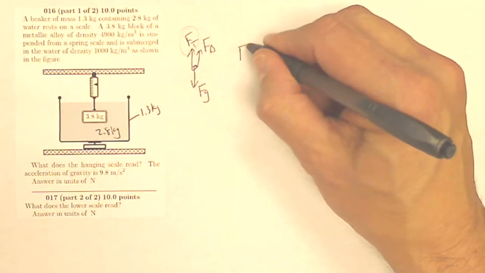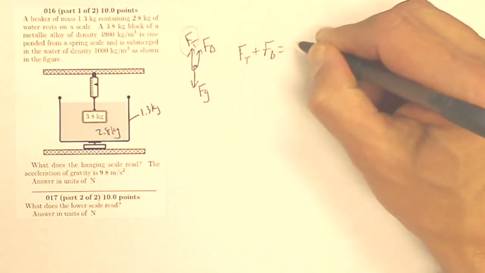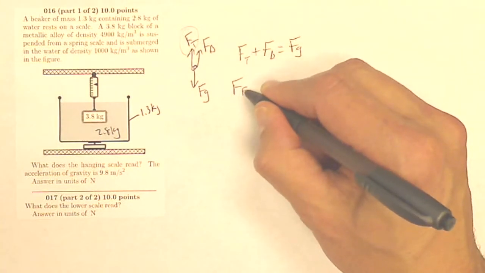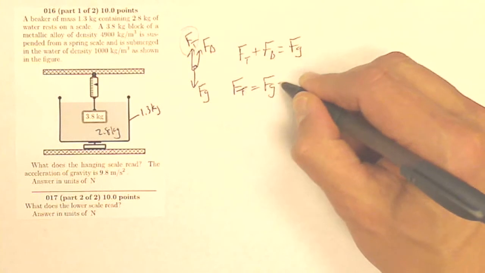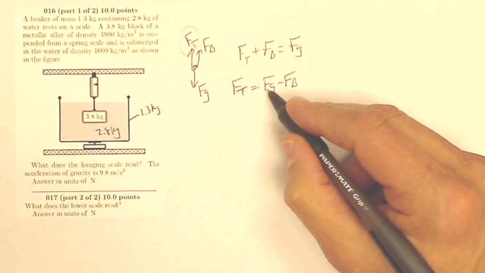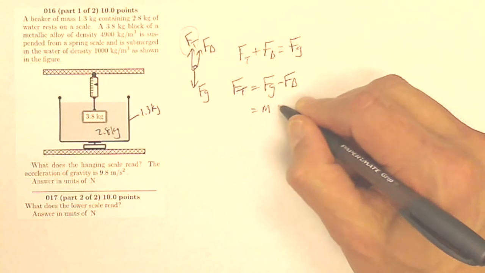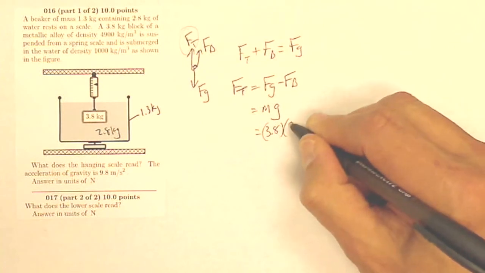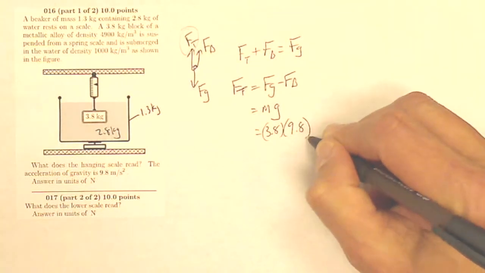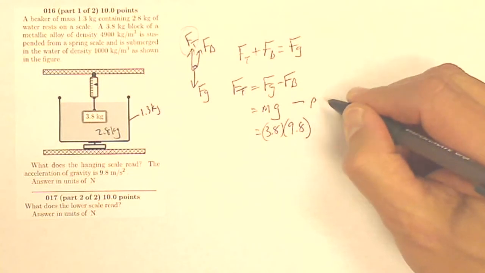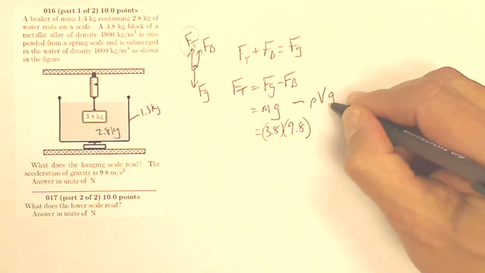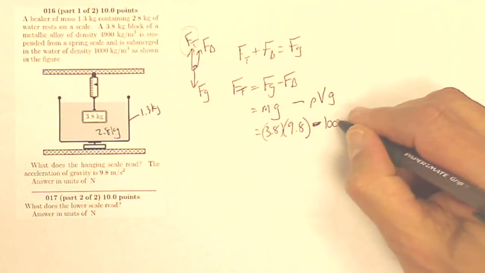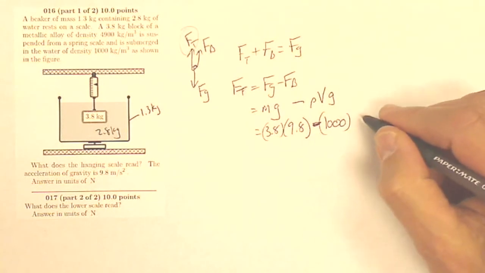So I know that force tension plus force buoyant equals force gravity. I'm looking for force tension, so my force tension is going to equal my force gravity minus my force buoyant. My force gravity is going to be the mass of the object times the acceleration of gravity, so that's going to be 3.8 kilograms times 9.8. My buoyant force is going to be the density of the water times the volume of the object times the acceleration of gravity. So the density of water is 1,000. Oh, sorry, this is minus. Minus 1,000 is my density of water times my volume of the object.